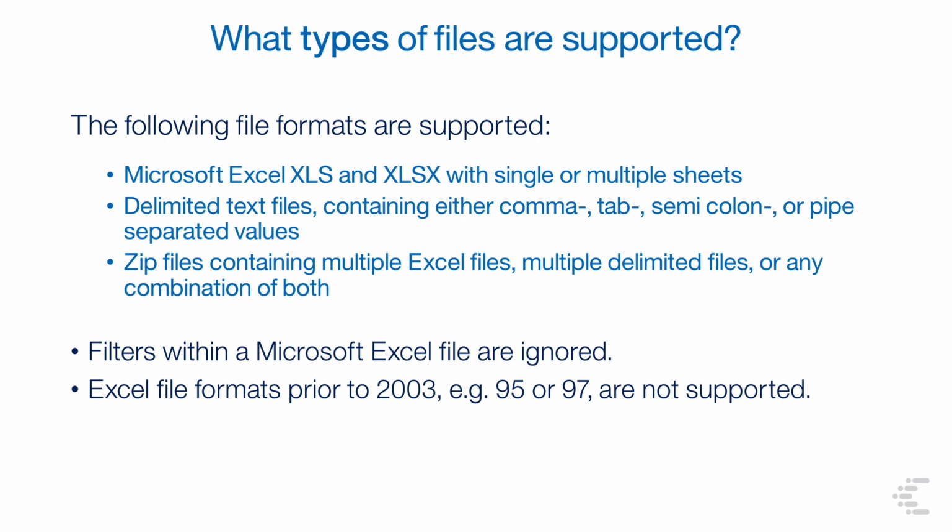What types of files are supported? Microsoft Excel XLS and XLSX with single or multiple sheets, delimited text files containing either comma, tab, semicolon, or pipe separated values, and you can even upload zip files containing multiple Excel files, multiple delimited files, or any combination of both. Filters within a Microsoft Excel file are ignored, and Excel file formats prior to 2003 are not supported.